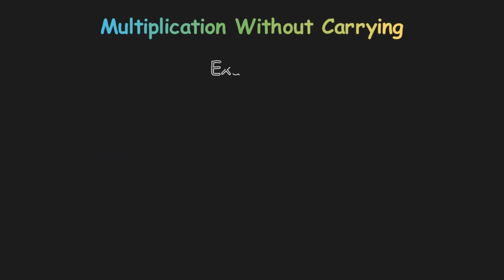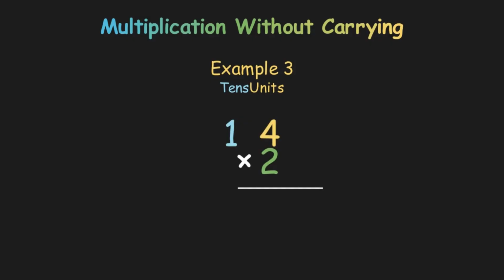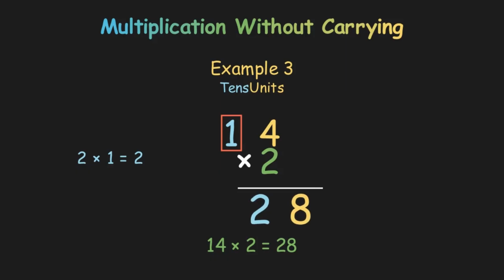Amazing job! Now let's look at example 3. 14 multiplied by 2. We start from the units column. 2 times 4 equals 8, so we write 8 in the units place. Next, we move to the tens column. 2 times 1 equals 2, so we write 2 in the tens place. Therefore, 14 multiplied by 2 equals 28. Fantastic work, superstars! You're becoming multiplication champions step by step.